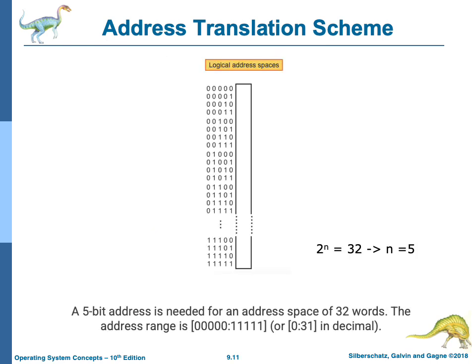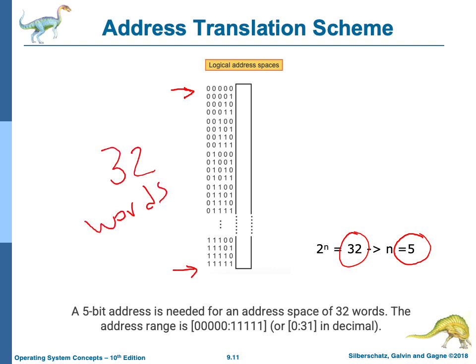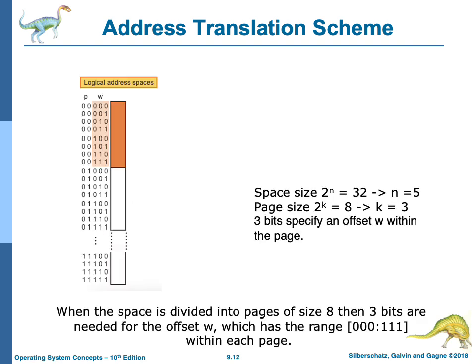Now, if my address space is of size 32, then I will need 5 bits to address each of those 32 words, right? And then the addresses will start with 00000 to 11111, and this is a total of 32 words. Again, a word is a basic unit of data.